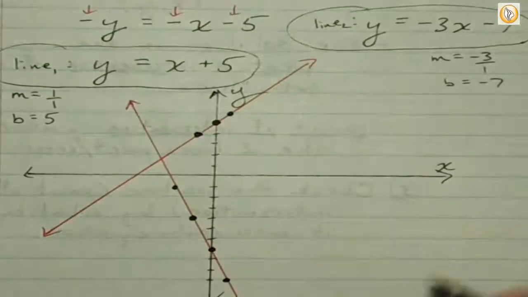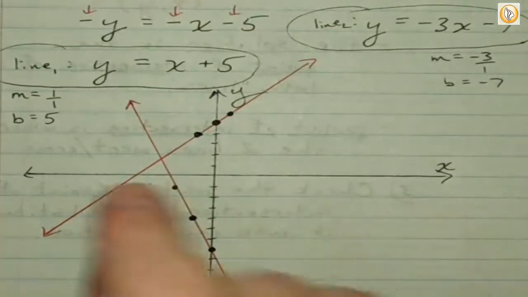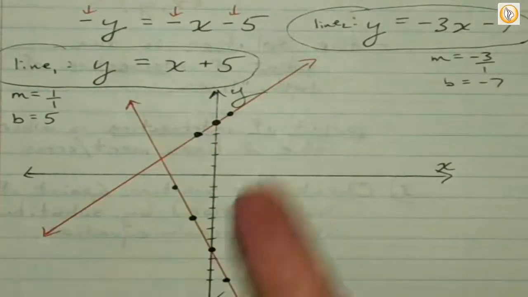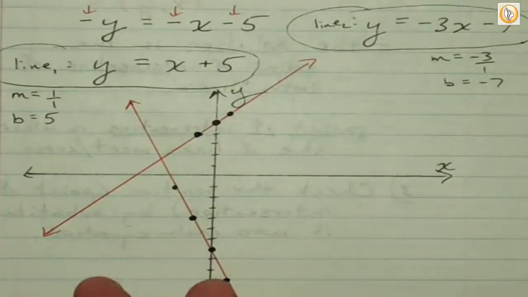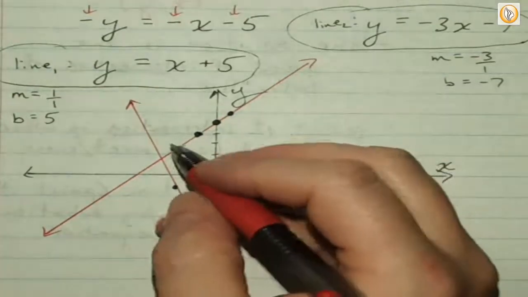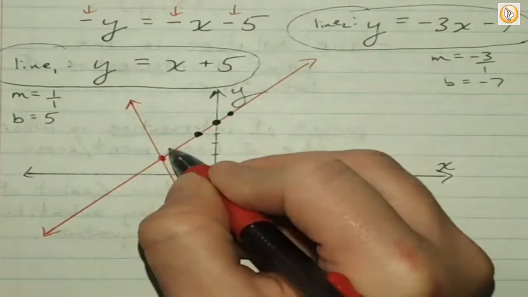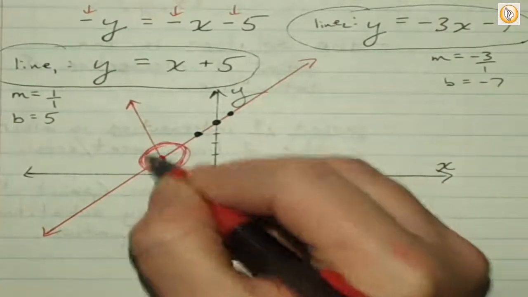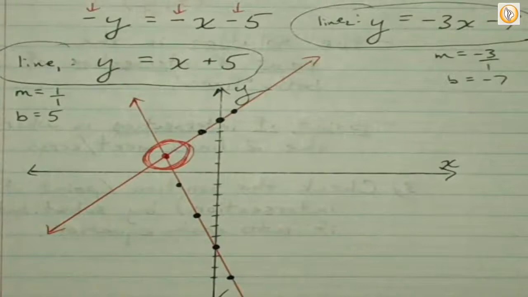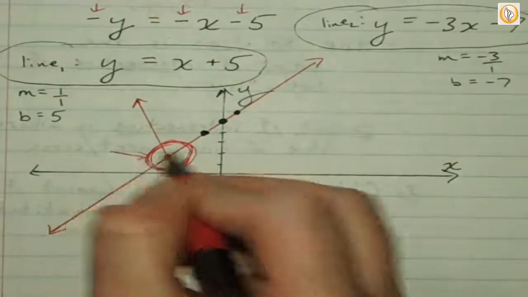Now, since we're not using graph paper, you have no idea where they're intersecting. If we were using graph paper, you would. So the answer is right here, where they intersect. That is your answer. That is your solution.